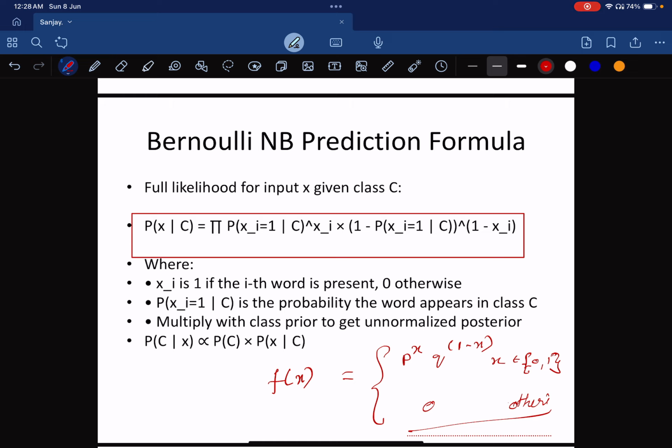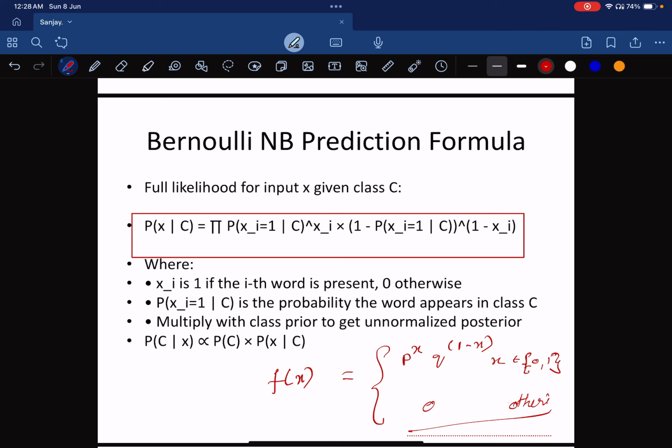For example, if there is a 0, this means that if the word is present in that class, we take it as a 1, right? If the word isn't present in that class, we take it as a 0, right? This is the Bernoulli formula, and it is used to find the probability of that word belonging to that class.